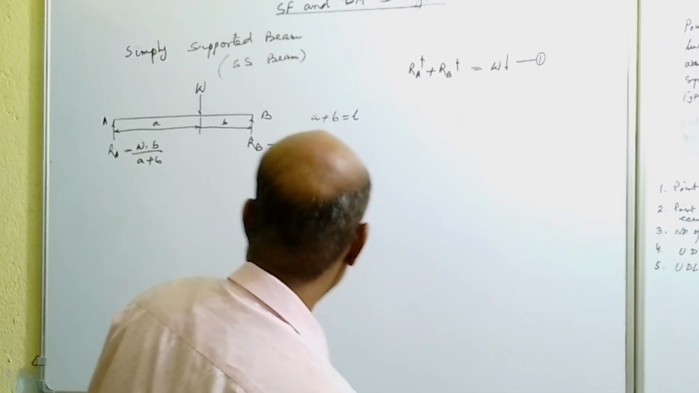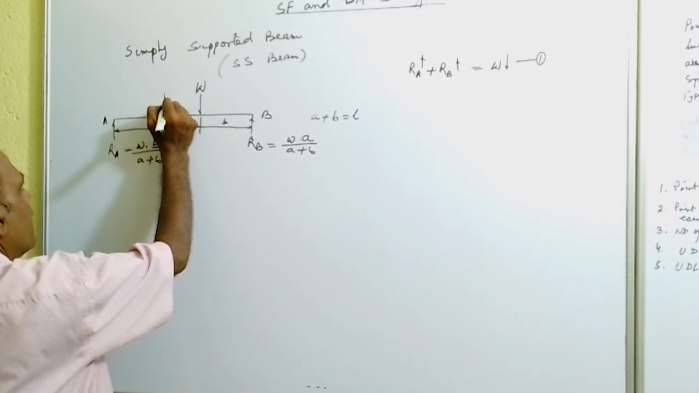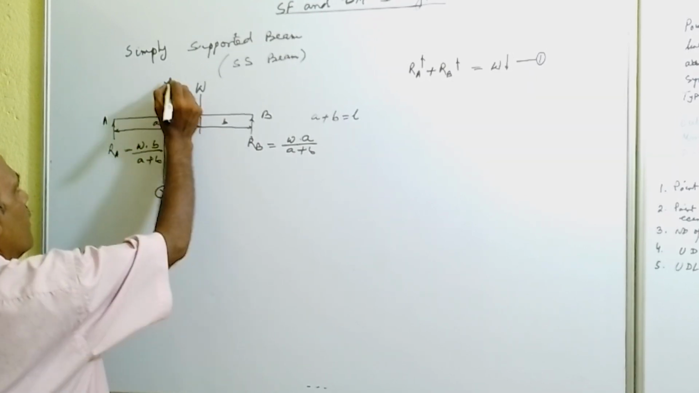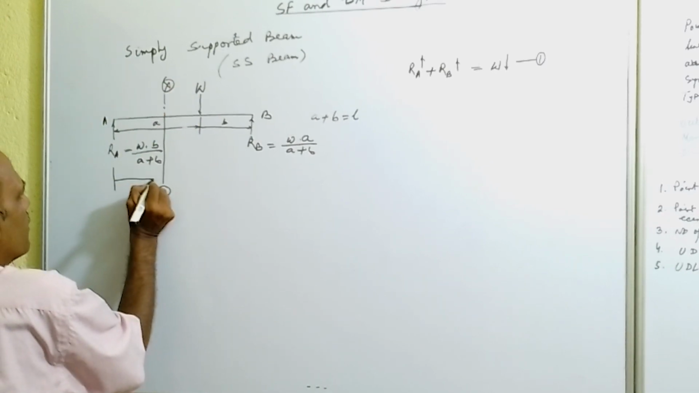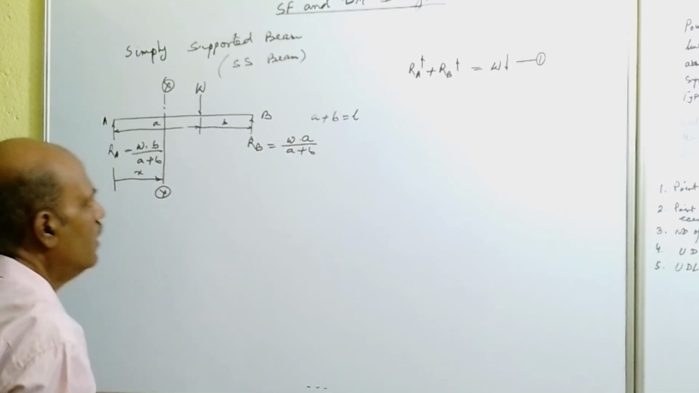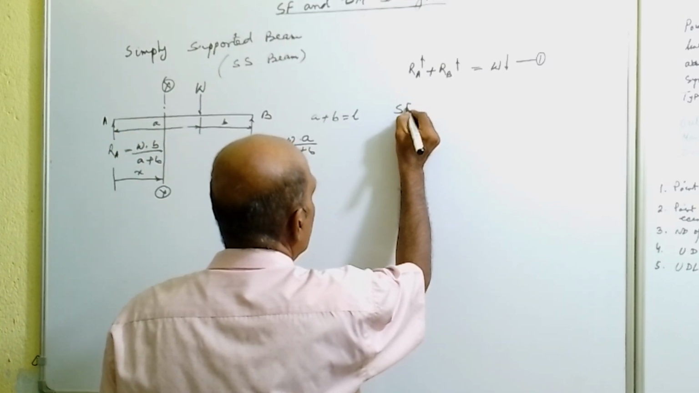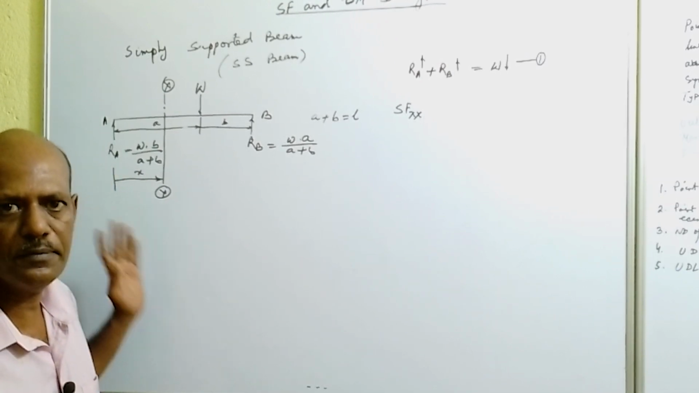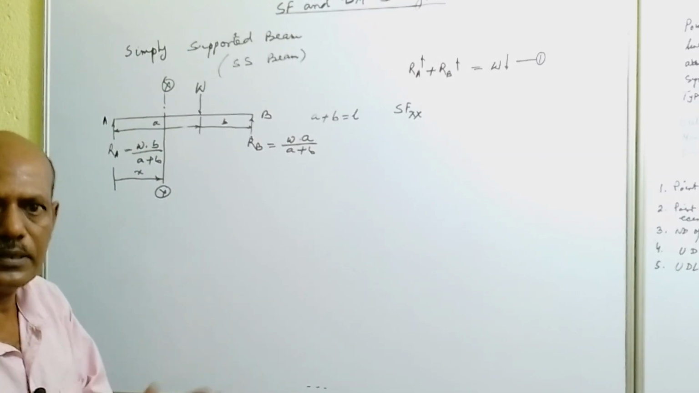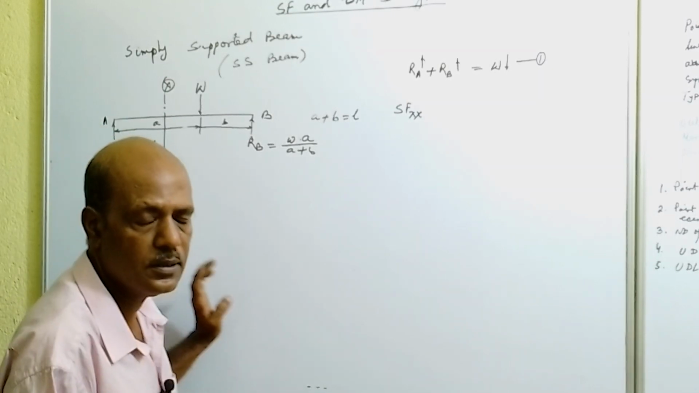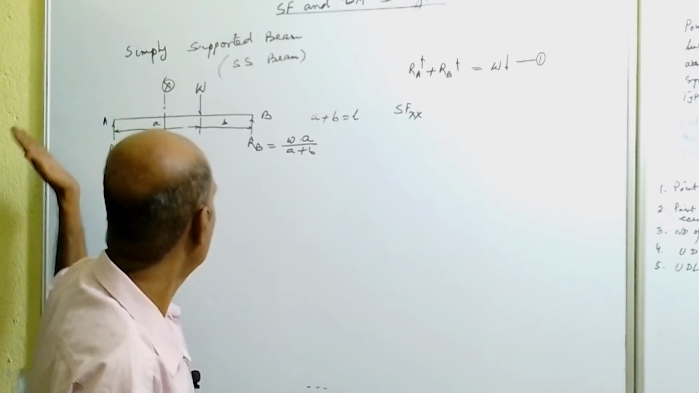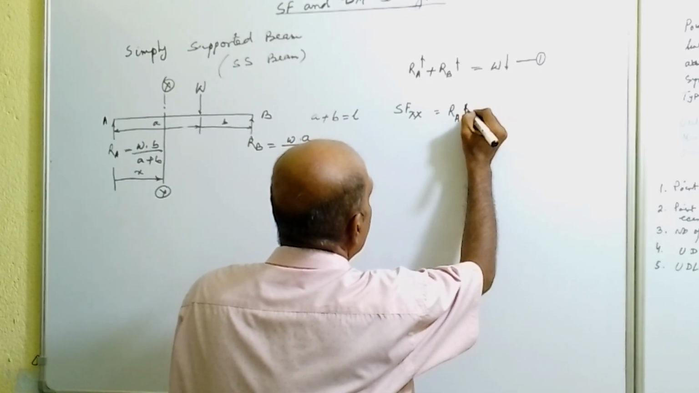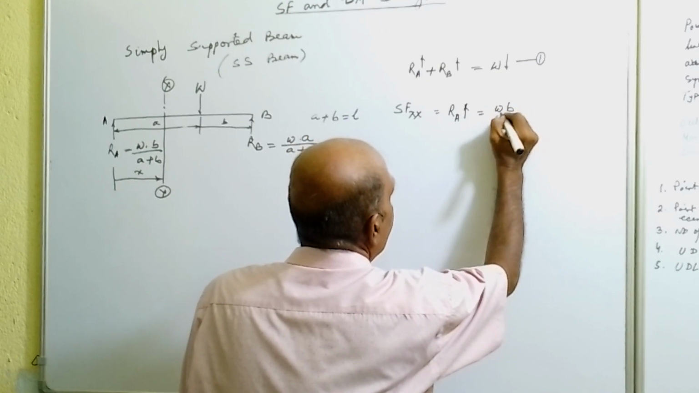So for calculation of shear force, consider a section XX at a distance x from the left end. Now, the shear force at section XX is the algebraic sum of all vertical loads acting to one side of the section. On the left side of section XX, only the force RA is acting, in the upward direction. RA is equal to WB by A plus B.